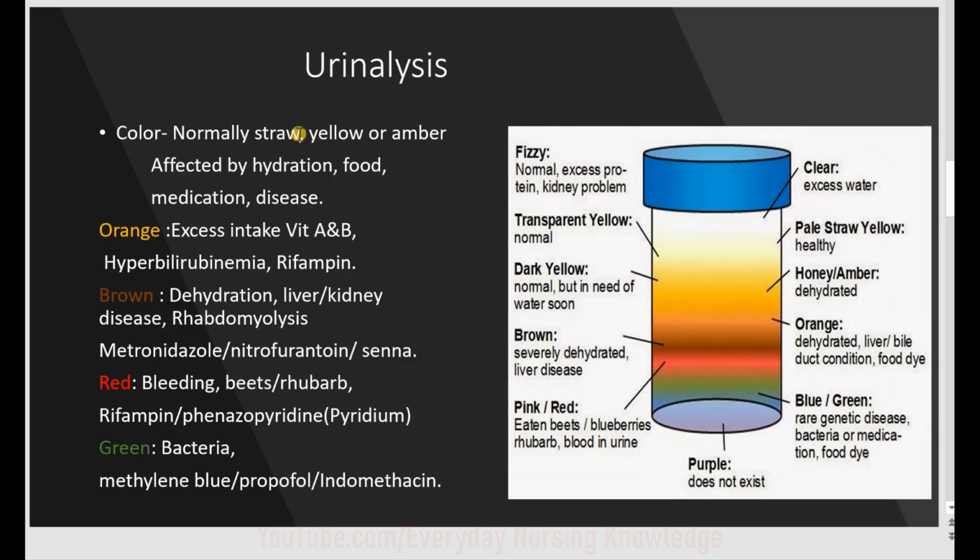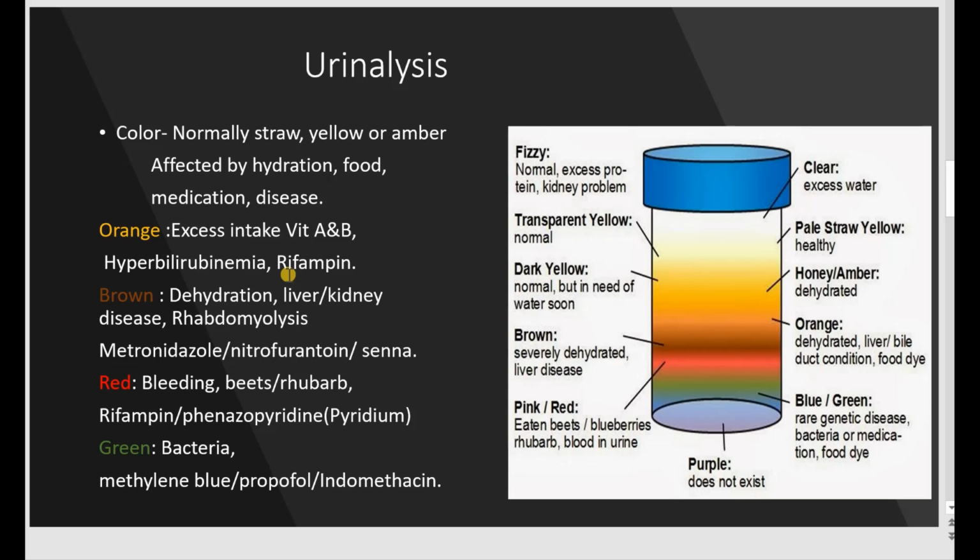The color of the urine. Normal color is straw, yellow or amber, and as the color gets darker, it may indicate dehydration. So the color is affected by hydration, the amount of water intake, sometimes food, medication or disease can affect urine color. The orange color urine may indicate excess intake of vitamin, especially A or B, or hyperbilirubinemia in liver disease can cause orangish urine.